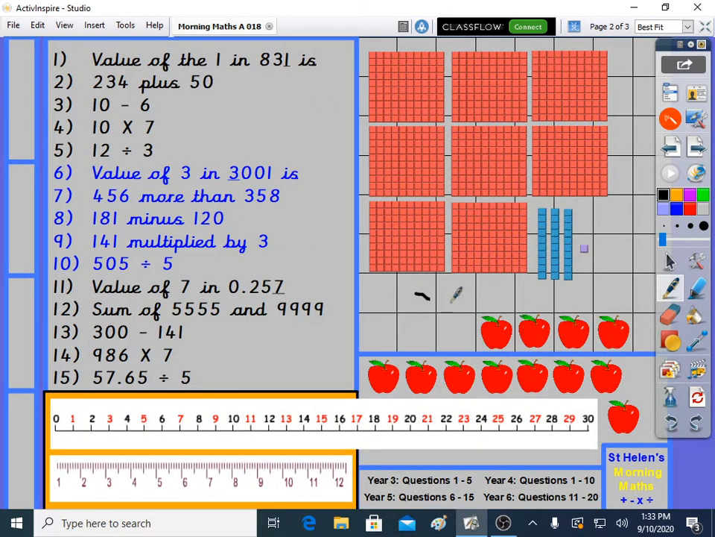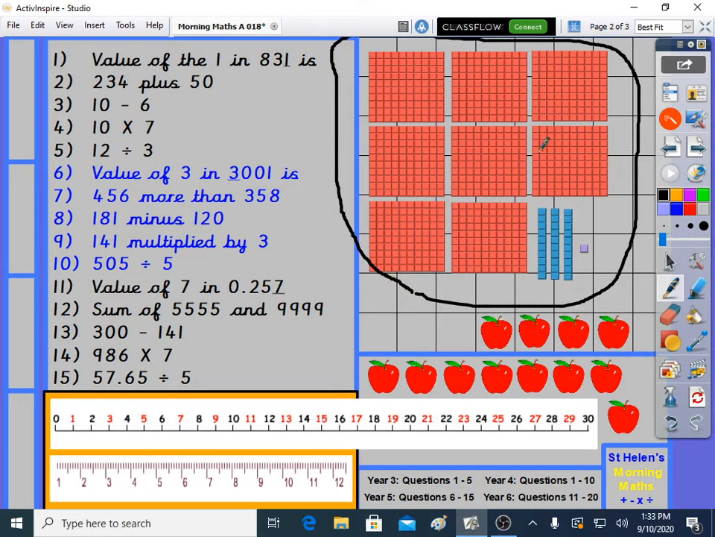There's a picture here of question 1. It's very big: 831. It's quite a big number. There's 800s: 1, 2, 3, 4, 5, 6, 7, 8. 800s. That's the hundreds. Put the hats on this number. Then we've got 3 tens: 1, 2, 3. And we've got 1 unit over here. Hundreds, tens and units.